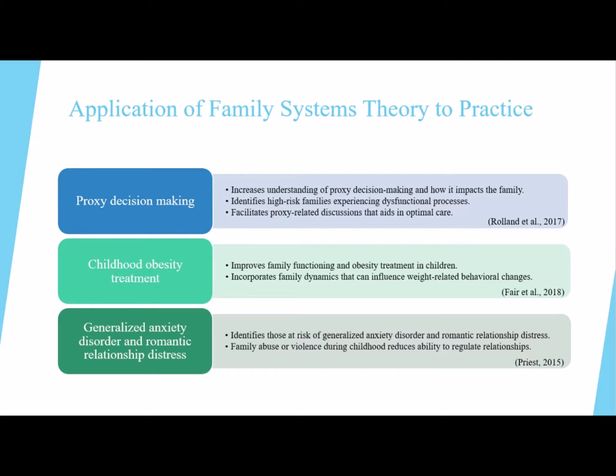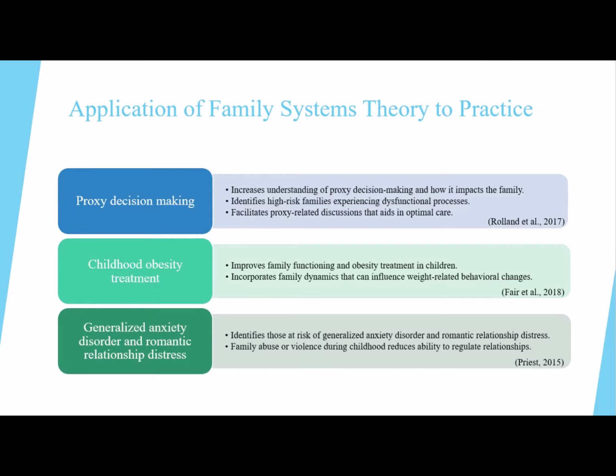Evidence-based literature reveals that by using family systems theory as a framework, nurses can understand how proxy decision-making happens in the clinical setting and how it impacts the family before, during, and after decisions are made. In one study, specialty care service centers use this theory to help identify high-risk families experiencing dysfunctional processes, such as communicating and problem-solving issues, that may become more problematic as the family begins to reach the stages of proxy decision-making. By identifying these dysfunctional family systems, the nurse can facilitate advanced directives and proxy-related discussions that will aid in optimal care for both the individual and family.